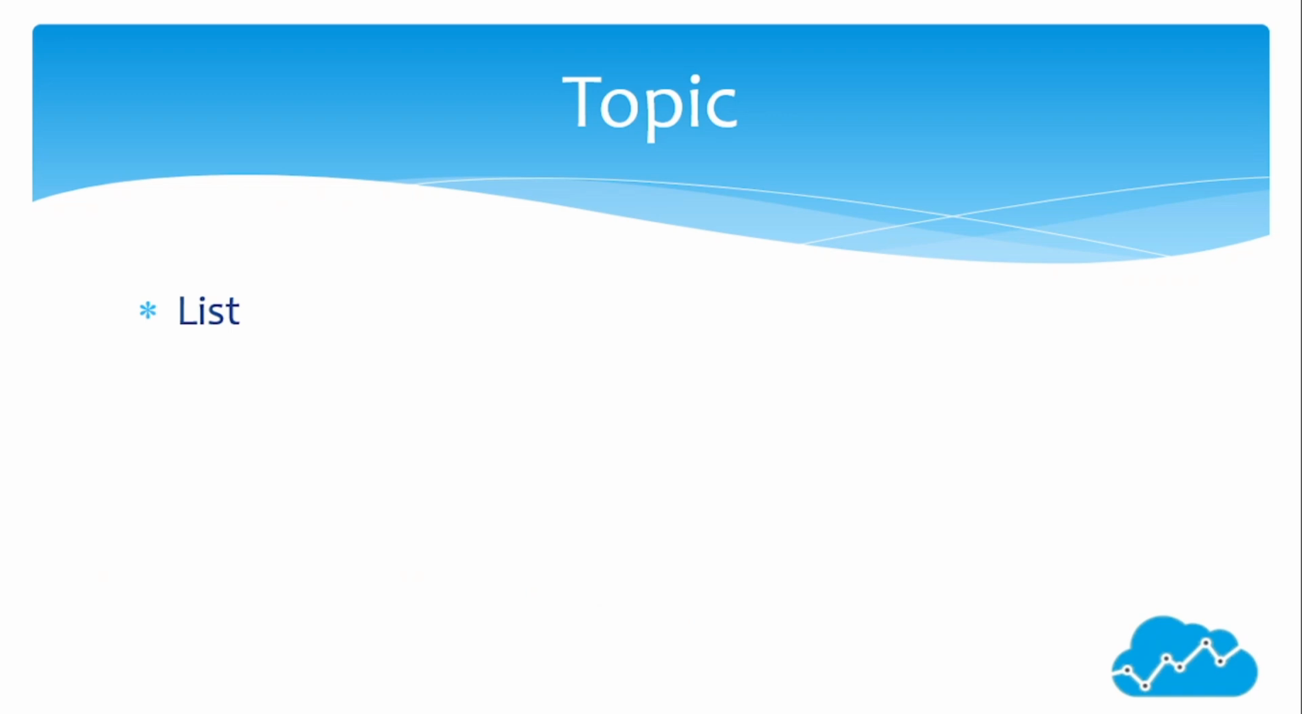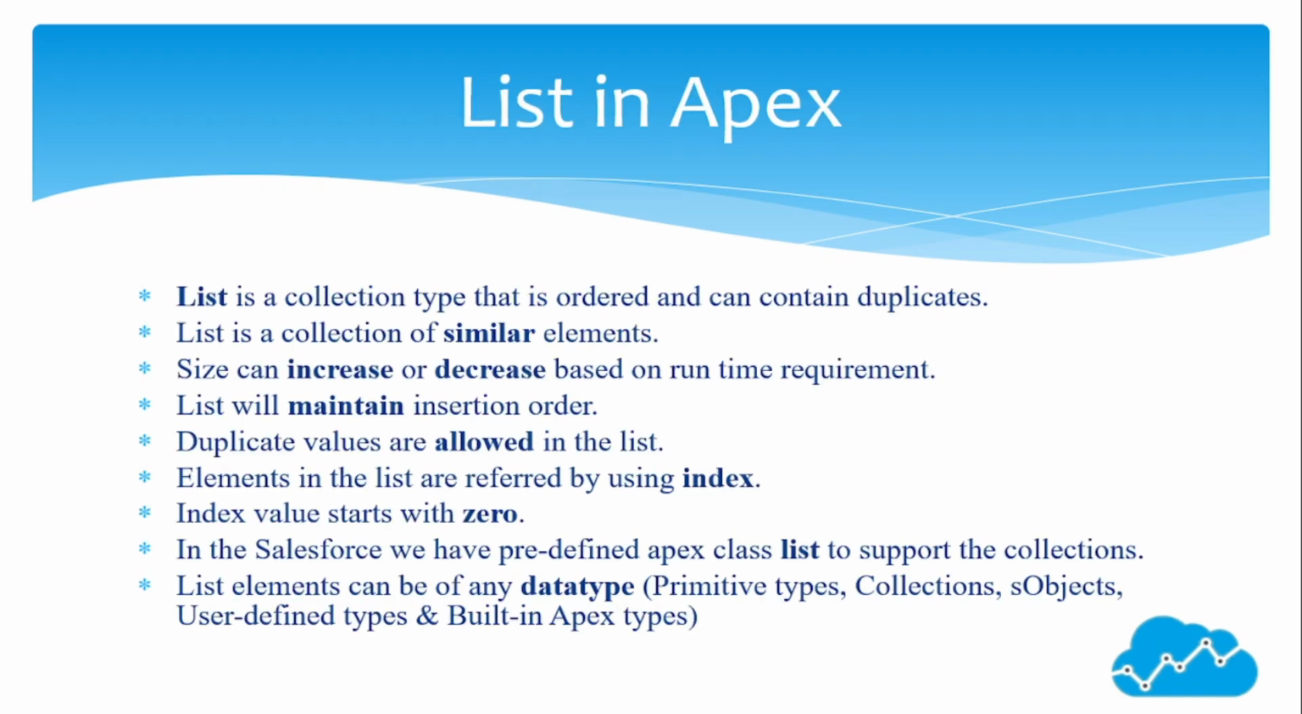The topic we are going to cover in this session is list. List is a collection type that is ordered and can contain duplicates. List is a collection of similar elements. Size can increase or decrease based on runtime requirement. List will maintain insertion order. Duplicate values are allowed in the list. Elements in the list are referred to by using index. Index value starts with 0.